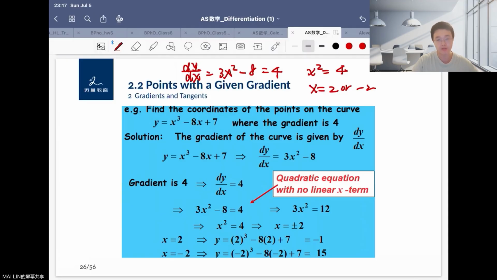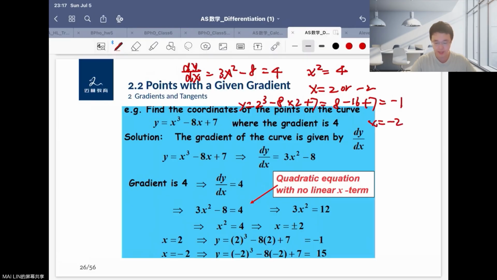And then you can put x equals 2 and x equals negative 2 into the curve. So when x equals 2, y equals 2 cubed minus 8 times 2 plus 7. The value here is 8 minus 16 plus 7, which equals negative 1. Also when x equals negative 2, the y value is negative 2 cubed minus 8 times negative 2 plus 7. So finally the value becomes 15. So the 2 points are (2, negative 1) and (negative 2, 15). Okay, those are the 2 points.